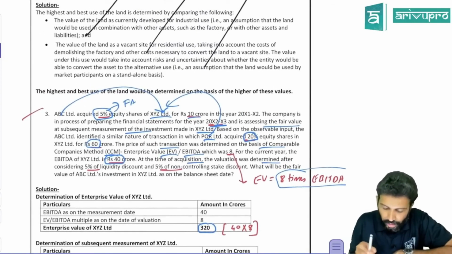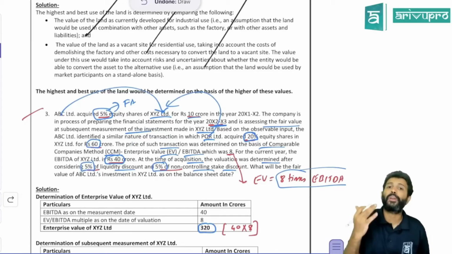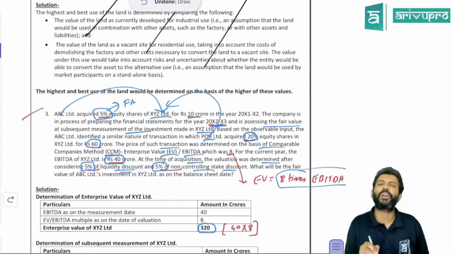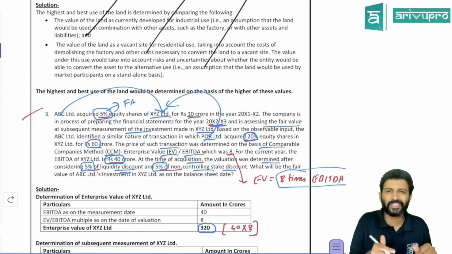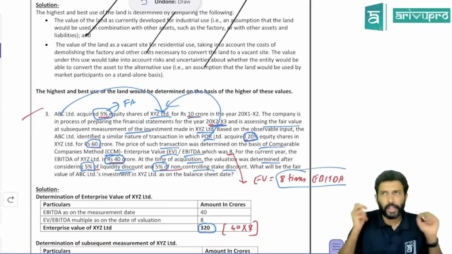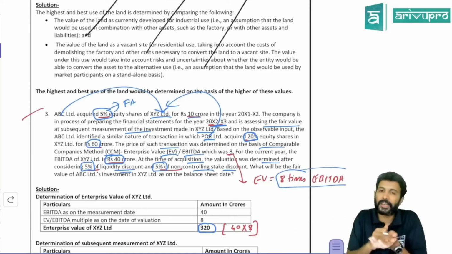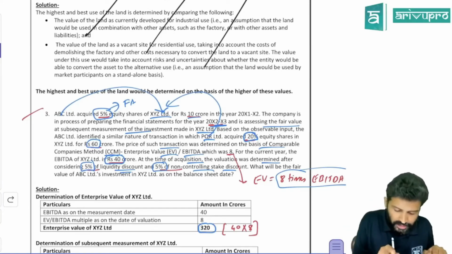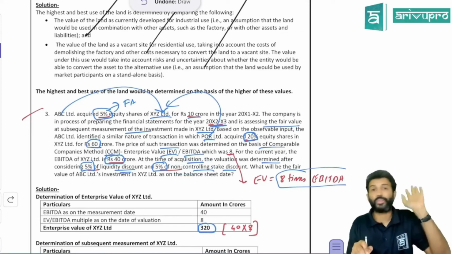At the time of acquisition, the valuation was determined after considering a 5% liquidity discount and a 5% non-controlling stake discount. So when they did this valuation, they did not adopt the value as it is. They reduced 5% because of liquidity discount and 5% for non-controlling stake discount. Basically they've reduced 10%. Liquidity discount means probably this company is not a listed company. If you buy this company's shares and at some point want to sell them, in a listed market you can sell off easily, right? But if it's an unlisted company, it may be a little difficult to sell. So they are taking a 5% liquidity discount and a 5% non-controlling interest stake discount. Two discounts they have reduced.